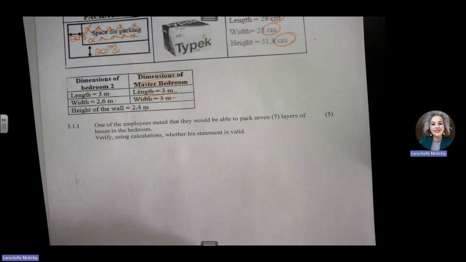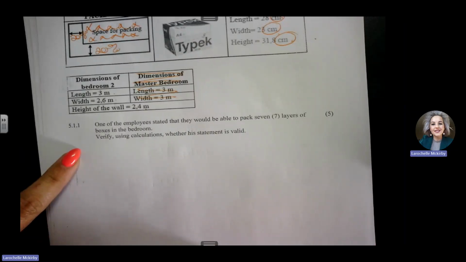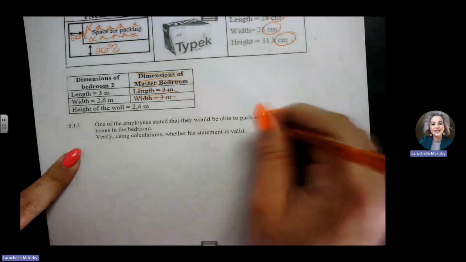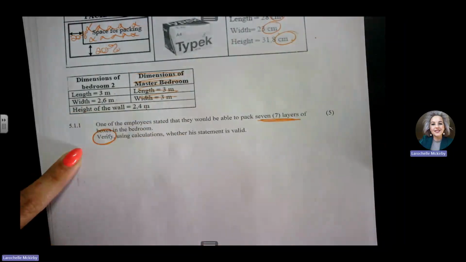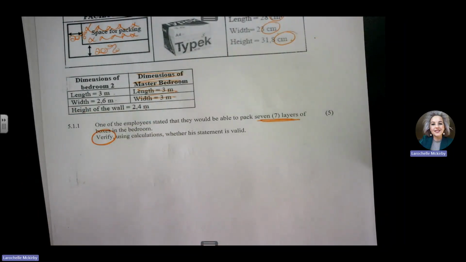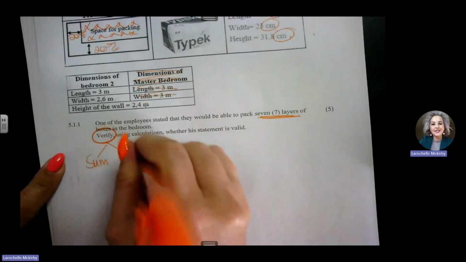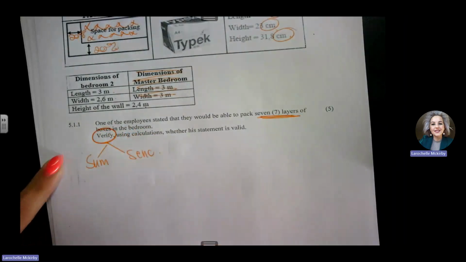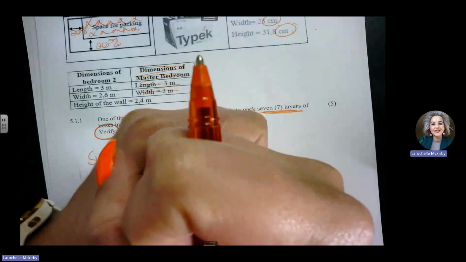Right, so let's read 5.1.1. One of the employees stated that they would be able to stack 7 layers of boxes in the bedroom. Verify using calculations whether the statement is valid. What did we say about verify? We said you are supposed to do a sum and a sentence. So let's start with the sum. So 7 layers on top of each other, meaning we are working with height.